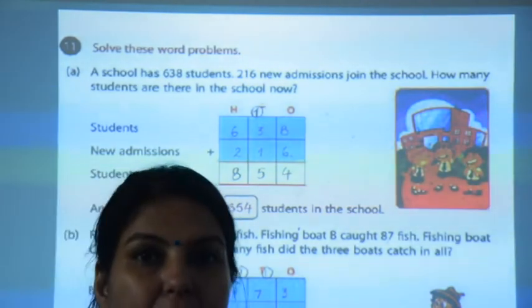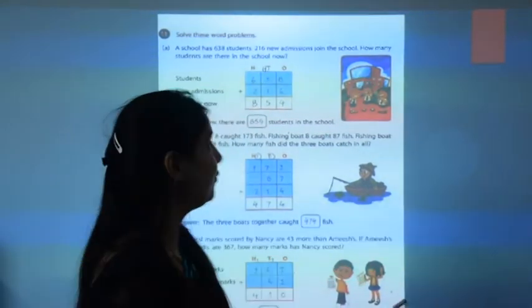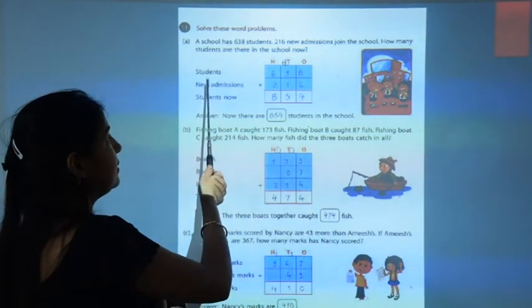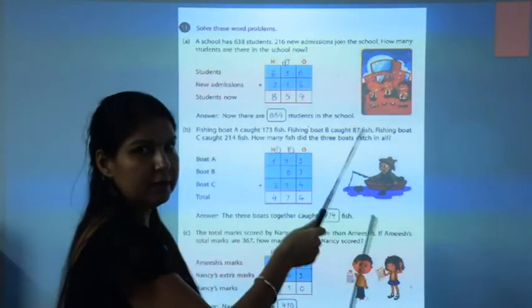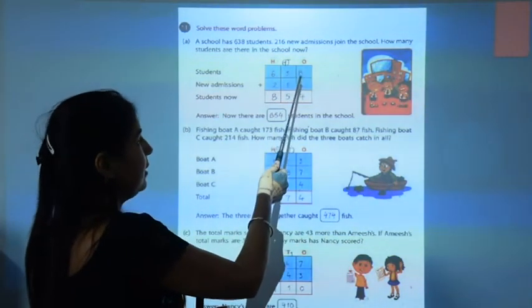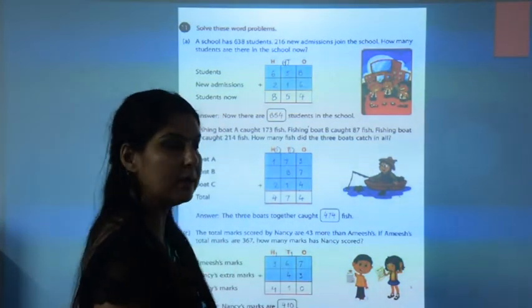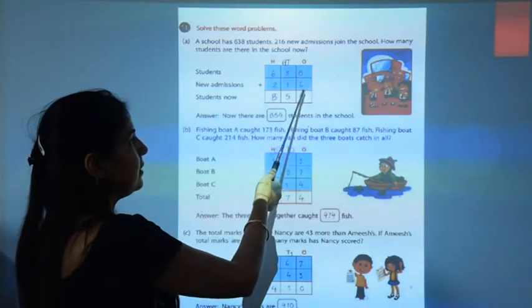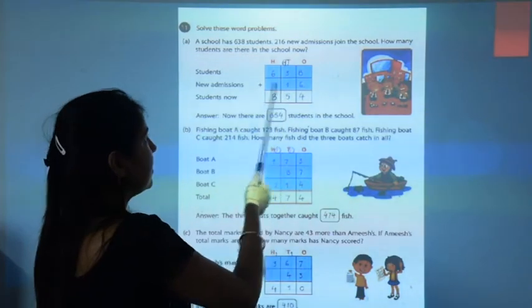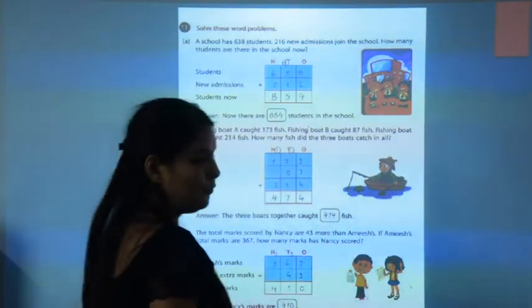Now we have to find out how many total students are there in the school now. So what we will do? We will add these two numbers. First of all, we have to write the students which are already in the school, जो पहले से स्कूल में थे, these are 638. Now we have to write new admissions. How many new admissions? 216 students are new in the school. So we will write 216 in front of the new admissions. Now we will add these numbers. Let's move on the board.